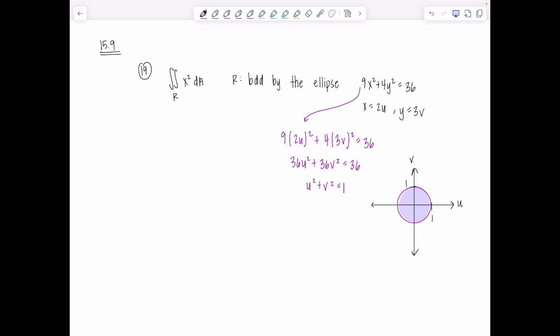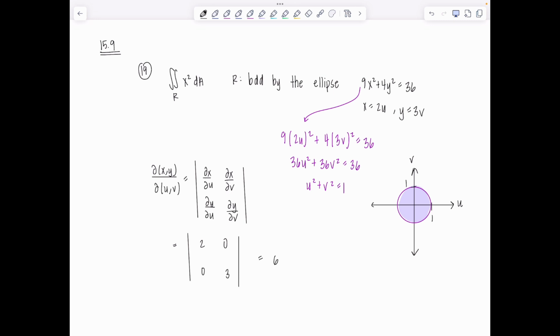We have this double integral over R. We need to find the Jacobian. So del(x,y) over del(u,v) is going to be the determinant: del x del u, del x del v, del y del u, del y del v. So what do you have for del x del u? 2. Del x del v? 0. Del y del u? 0. Del y del v? 3. Good. And then this is going to give us 6.